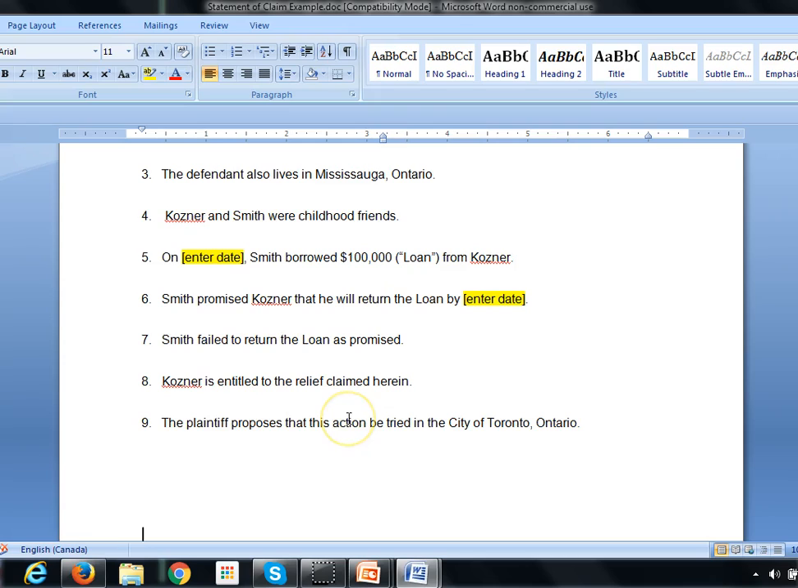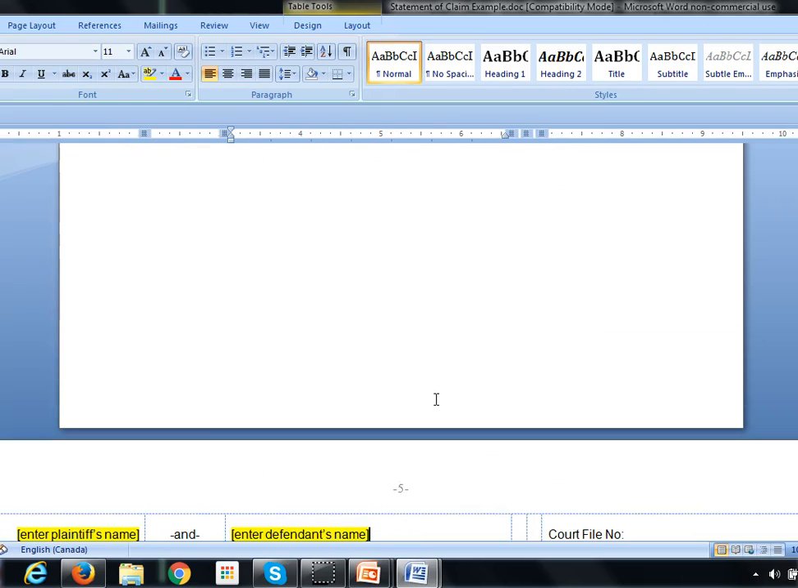And then finally, Cosner is asking the court to have this action tried in the city of Toronto, if that's where she would like the matter to be dealt with. If she would like the matter to be dealt with in Mississauga, then it will be the Superior Court of Justice in Mississauga or Brampton. I'm not too sure at this time which particular municipality will deal with that. But these are some of the basic facts, and once you put those facts down, your statement of claim is ready.